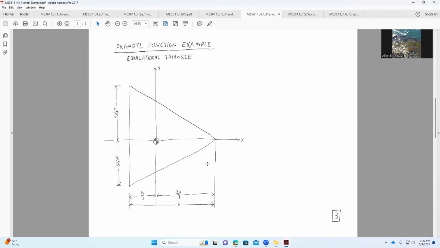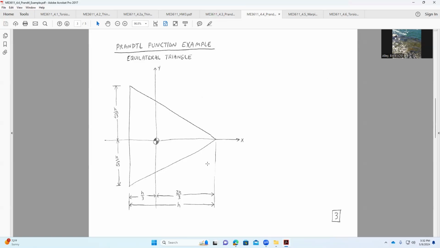So let's draw out our triangle first. We see it's got a height on the left side there of 2 over root 3 h. H is going to be our horizontal distance. H for horizontal, probably. Whoever thought up this gross example. All right, so H is our horizontal distance. We know for an equilateral triangle, our centroid is at H over 3, and we've got 2/3 H the rest of the way.